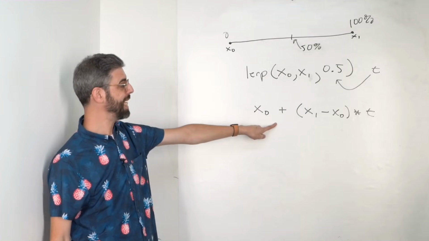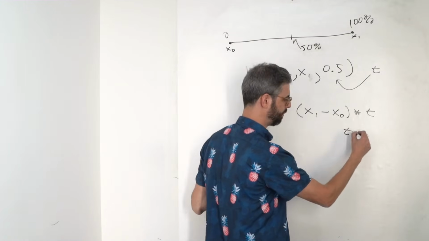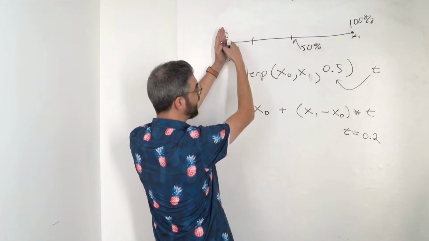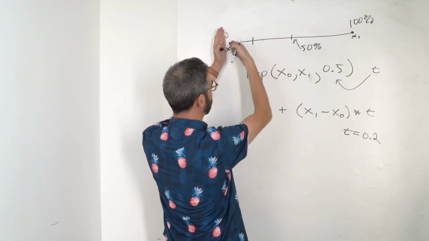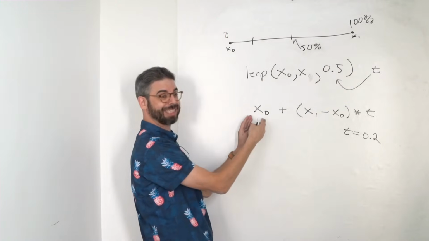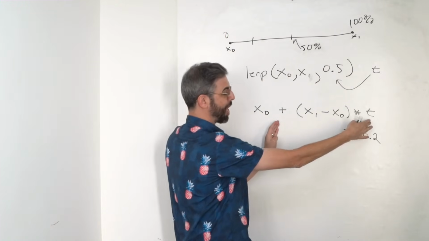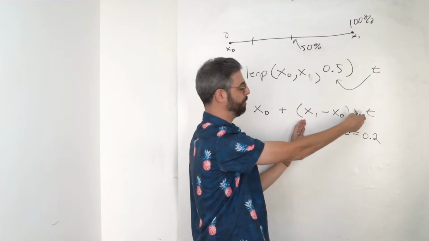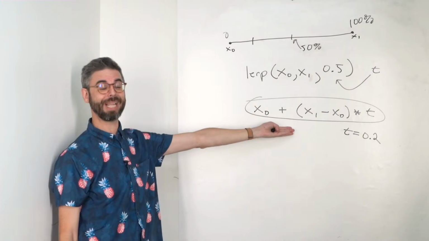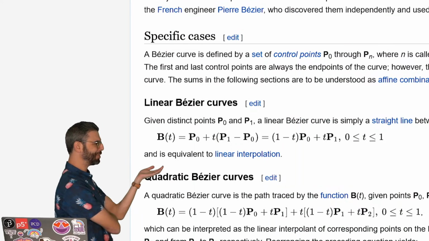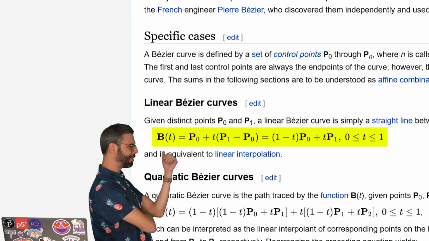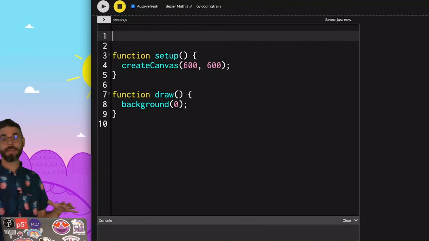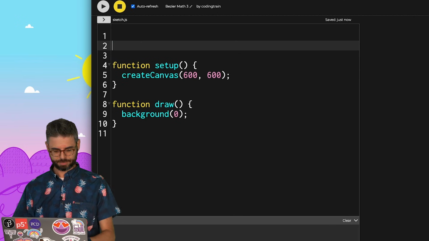Let's imagine t is equal to 0.2. Well, we want to start at this point, and then we want to go about 20% of the way of the distance between x0 and x1. So start at x0 and add 20% of the distance, which is x1 minus x0, times 0.2. Linear interpolation. Coming back to the Wikipedia page, you'll notice something interesting. Look at that formula right there under linear Bézier curve. Exactly this formula. Let's implement this in a code example.